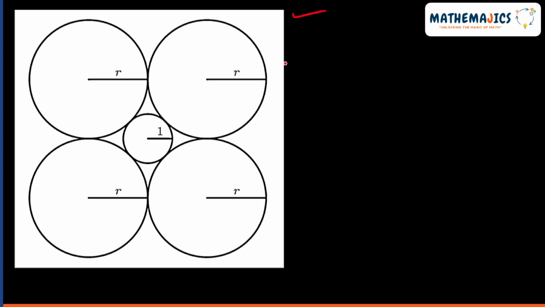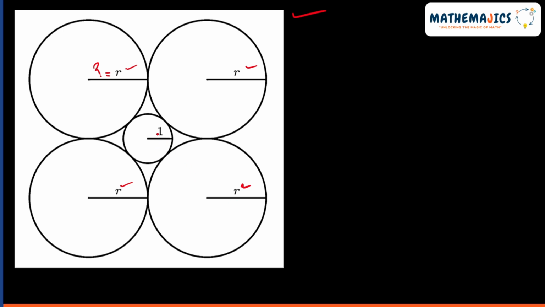This question is from geometry, and we need to find the value of this radius. As we can clearly see, these four circles are exactly equal to each other. They are congruent, that is why their radius is the same. Yes, all four circles have the same radius, and we need to find the value of this r.